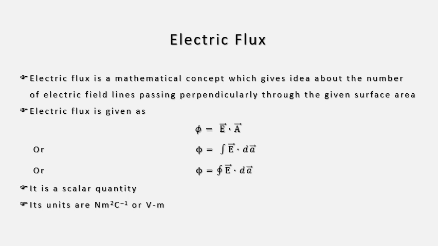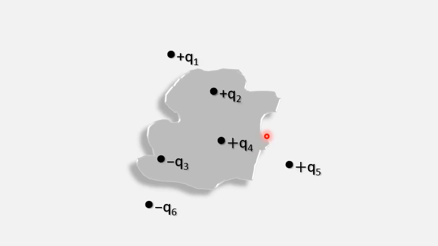Now let us try to understand Gauss's law for electric flux. Consider a closed surface. Intentionally the shape is chosen. Consider a closed surface area with some irregular shape, and we have 6 charges here, say q1, q2, q3, q4, q5, and we also assume that some charges are negative and some charges are positive. So this is the situation, and we want to find out electric flux linked with the closed surface.